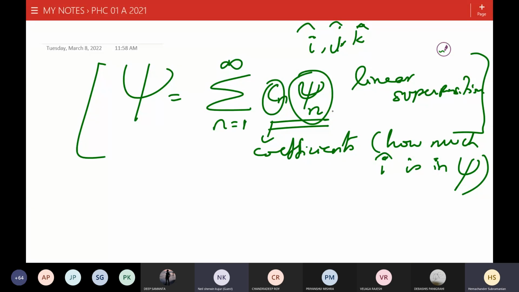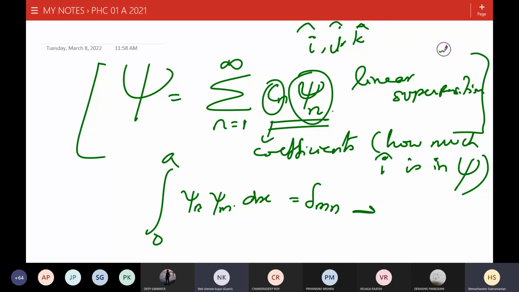The important quantity that you need to remember is the integral of psi n psi m dx from 0 to a equals delta mn. This is called the orthogonality condition. This makes your life easy in quantum mechanics. All these functions are orthogonal, they are all perpendicular to each other. All these psi n and psi m are perpendicular to each other. It makes your calculations easy. You will see later on.